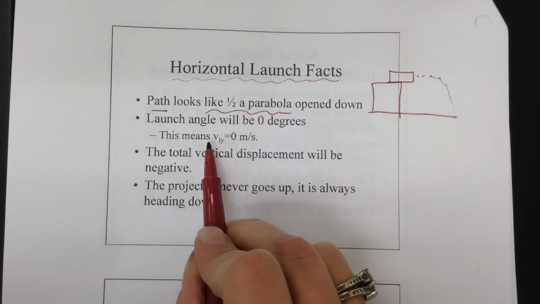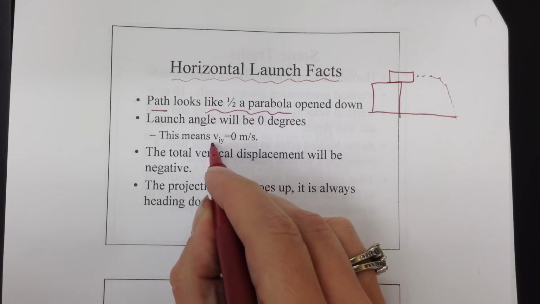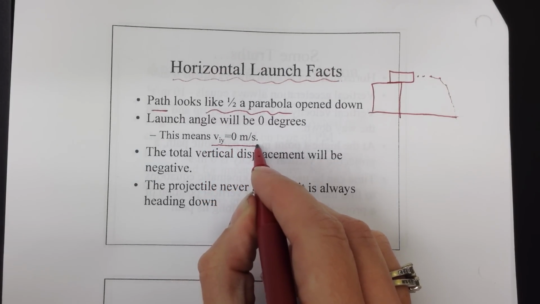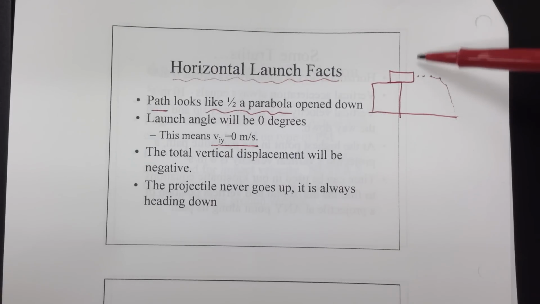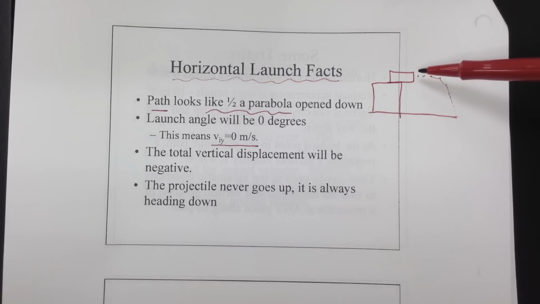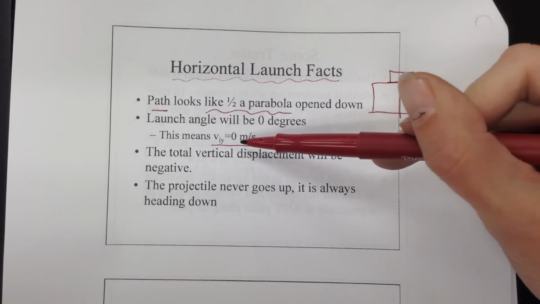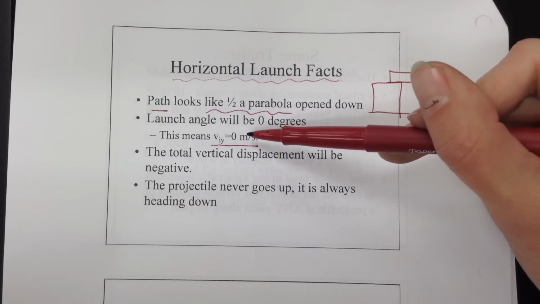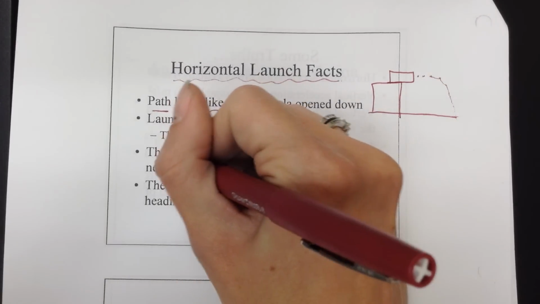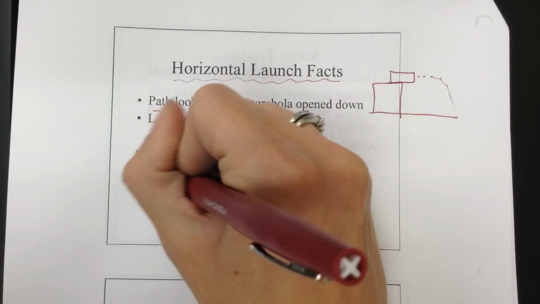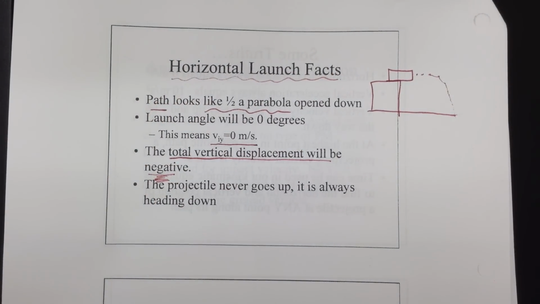Now, that takes me to this piece right here. This means that your initial velocity in the y direction must be 0. Think about it. If this is being shot horizontally, is there any motion upward in the vertical direction? There is not. So that is why the initial velocity in the y direction will always be 0 for a horizontal launch. The only initial velocity we're going to have is in the x direction, whatever velocity this gets shot out at. Your next bullet, the total vertical displacement will be negative always, you guys, for a horizontal launch.